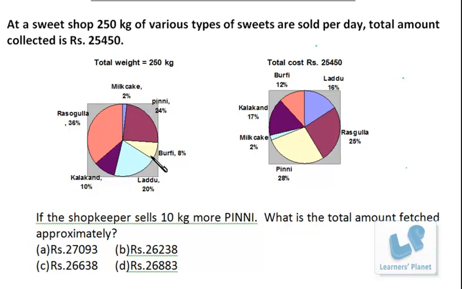Now what is the contribution of penny? That is 24%. So it's 250 into 24. I am eliminating decimal, because we'll be getting a decimal in numerator also, and in the total cost penny is 28%, so it is 25450 into 28. I already eliminated the decimal. Now this is the price for 1 kilogram.